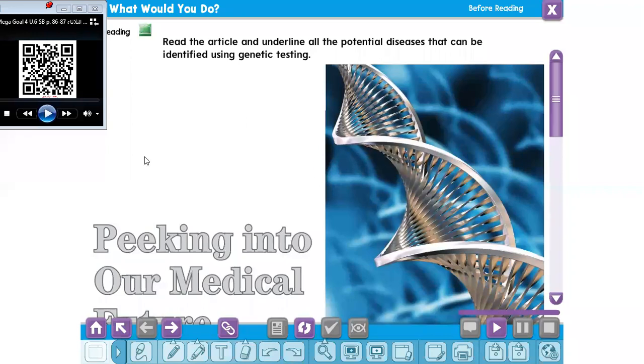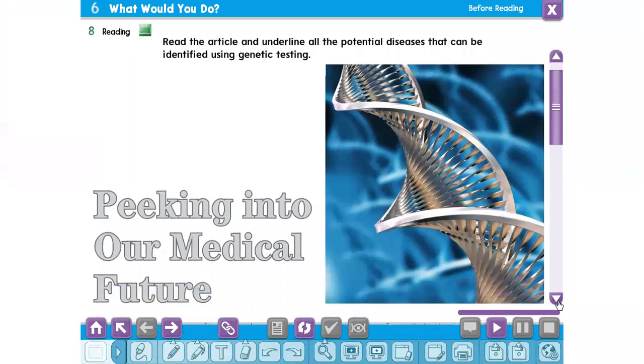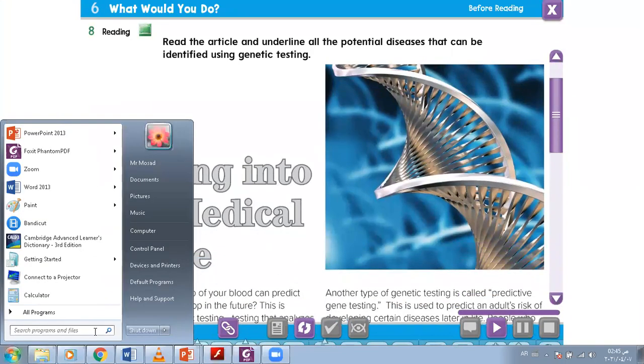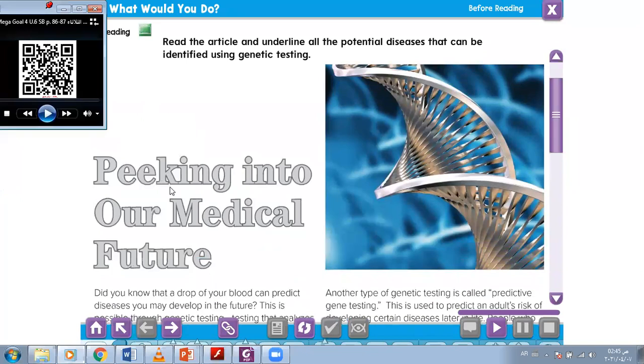Now, my dear students, look carefully at this title. The title is Peeking into Our Medical Future. This is the title of the article. I want you to think carefully about this title and give me your opinion. What does it mean? The student or students can give me the answer.